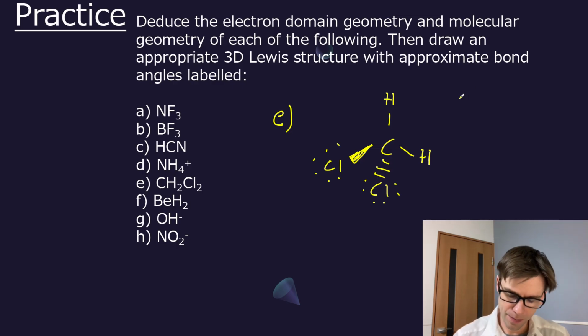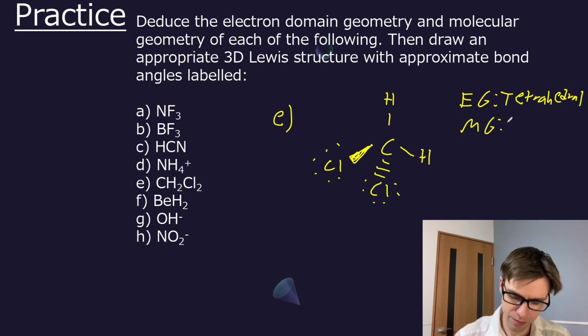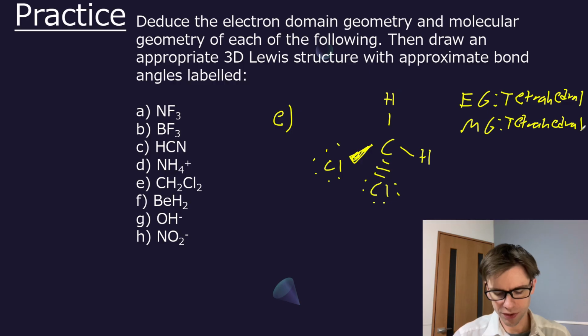Now, geometry, electron domain geometry, tetrahedral, molecular geometry, also tetrahedral, no lone pairs on that central atom. What about bond angle though? So this is maybe something I haven't discussed much in my previous video.